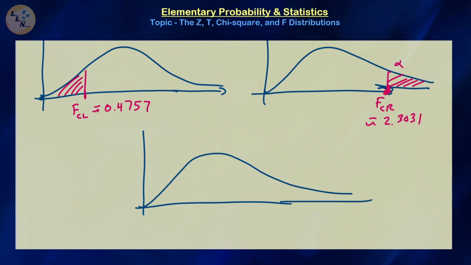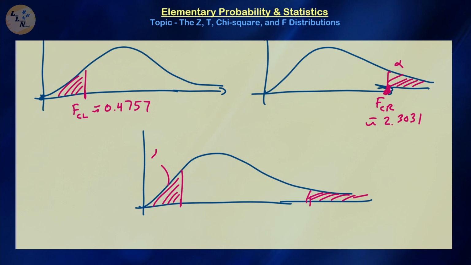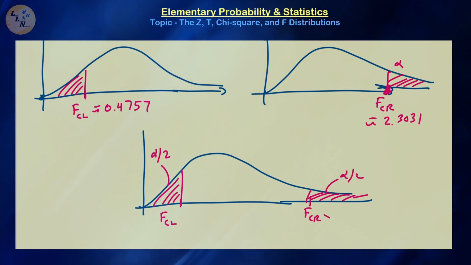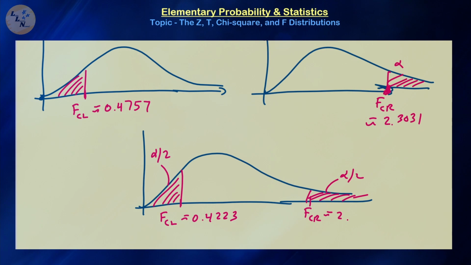And if we want our two-tailed F distribution, our symmetric two-tailed F distribution, that is, we want alpha over 2 in the left, alpha over 2 in the right, so we're going to have an FCL and an FCR critical value, that's approximately equal to 0.4223 and 2.6470. Now, how do you calculate these in Excel?